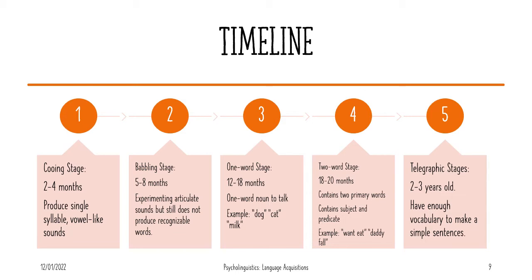The last stage is the telegraphic stage. This stage happens in 2 until 3 year old kids, who have enough vocabulary to make a simple sentence.